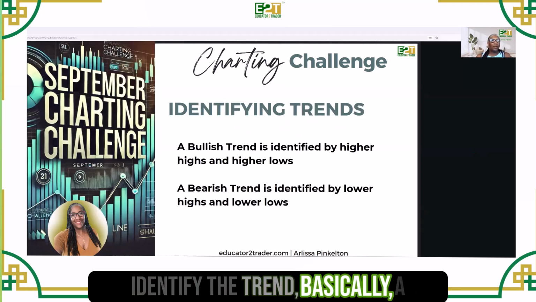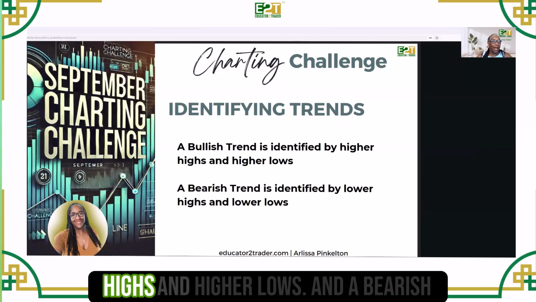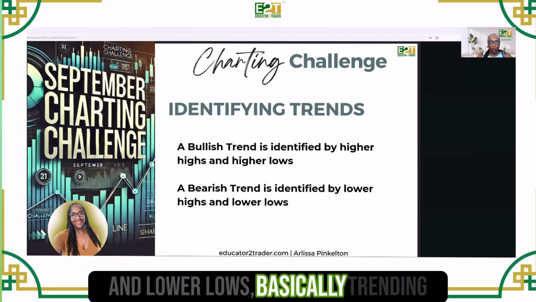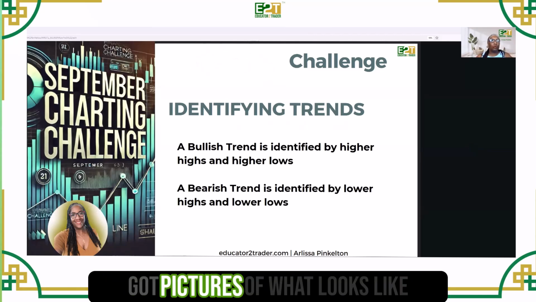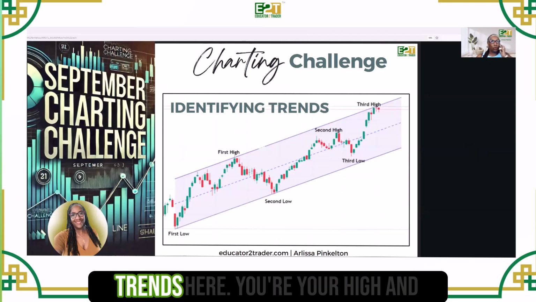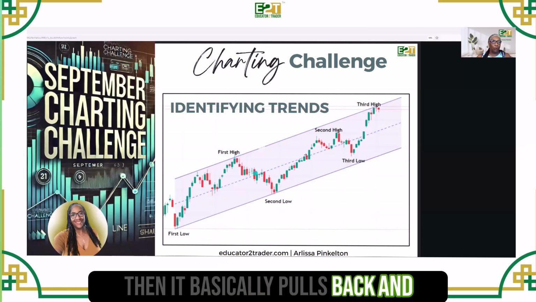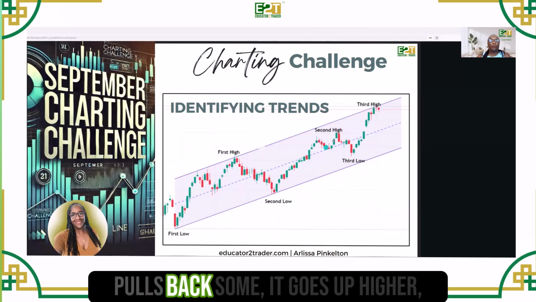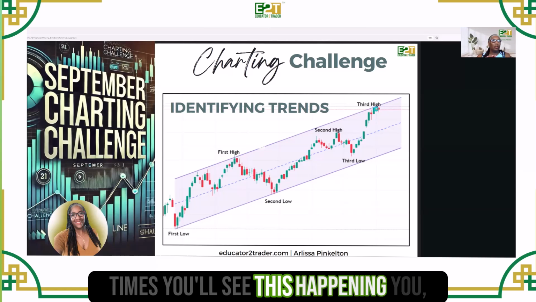So to identify the trend, basically a bullish trend is identified by higher highs and higher lows. And a bearish trend is identified by lower highs and lower lows, basically trending downwards, trending upwards. You've got pictures of what looks like trends. Here, you're high, and then it pulls back and goes up to high again, or at least higher than the previous high, pulls back some, goes up higher, pulls back, goes up higher. Many times you'll see this happening.